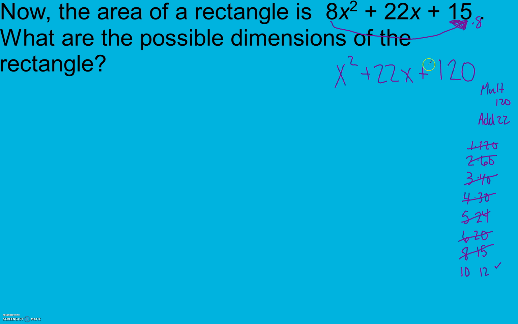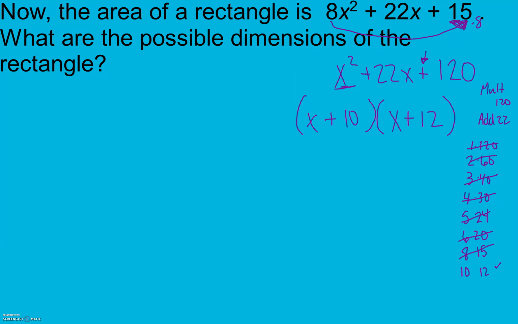So 120, we multiplied to a positive 120. Our signs are the same because we found the sum both positive. And again, to multiply to x squared is x and x. 120 we said was 10 and 12.